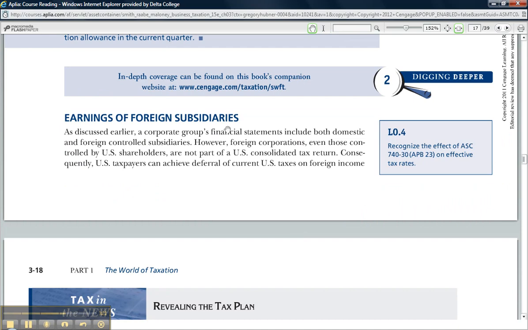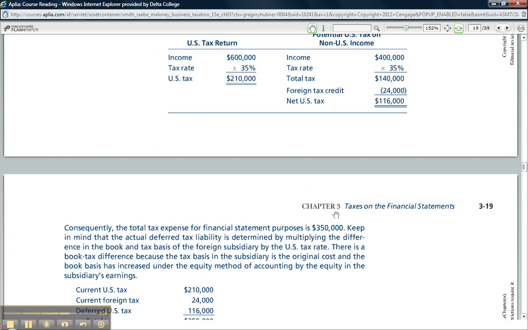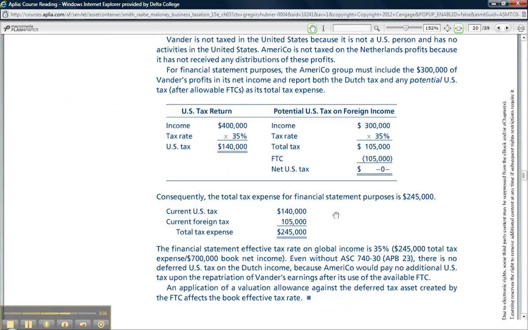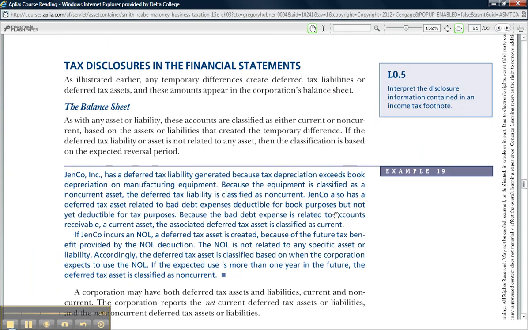The earnings at foreign subsidiaries is kind of beyond the scope of this class. I'm not really going to get into anything to do with how you record income tax expense related to foreign subsidiaries, so we'll skip Learning Objective 4. And I'll pick up with Learning Objective 5 on the next video.